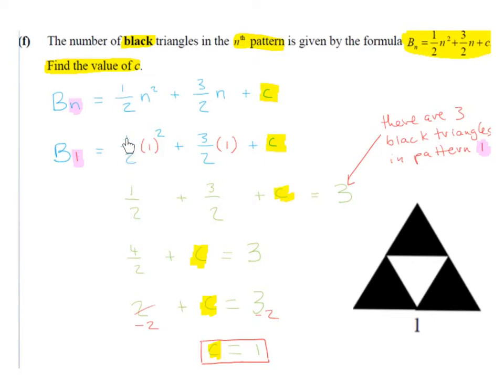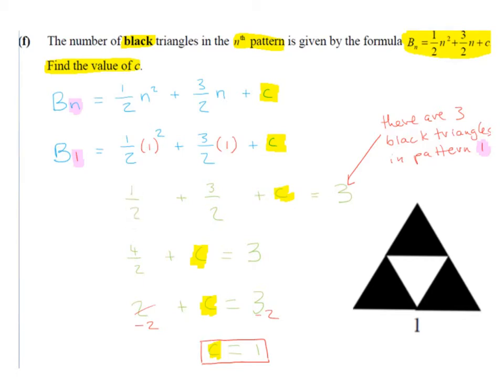So a half times 1 squared, well 1 squared is 1, and 1 times a half is just a half. Or you can just put this straight into the calculator and get a half. 3 over 2 multiplied by 1 is 3 over 2, because anything multiplied by 1 is just itself. And we still have the plus c, and now this is equal to 3, because there are 1, 2, 3 black triangles in pattern 1.